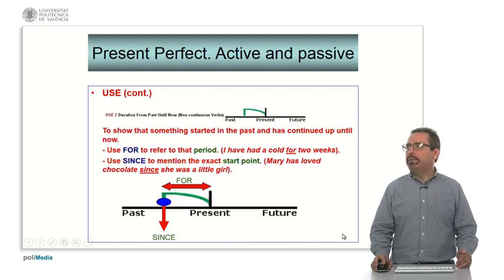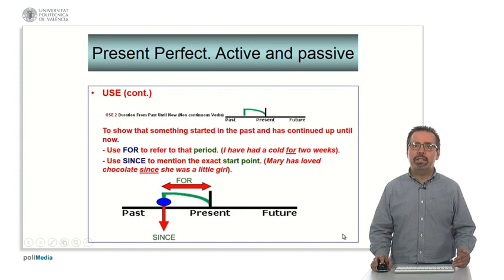Another important use of present perfect is to describe actions that started in the past and continue up to the present. They continue up until now. And here we have to make a differentiation between the use of for and since. We use for to refer to the period of time. For example, I have had a cold for 2 weeks, the period. And we use since to mention the exact time when this action started. Mary has loved chocolate since she was a little girl.